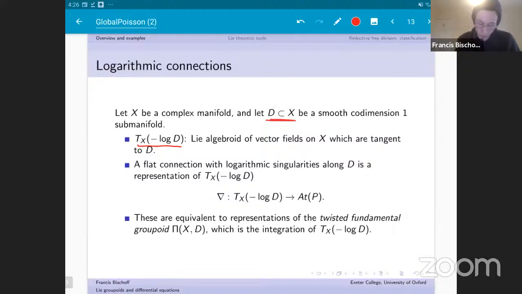So we can define a flat connection with logarithmic singularities along D to be a representation of this Lie algebroid. So it's a principal bundle along with a Lie algebroid map from T_X(-log D) to the Atiyah algebroid. And so by Lie's theorem, these are equivalent to representations of the Lie groupoid integrating T_X(-log D), which is the twisted fundamental groupoid.